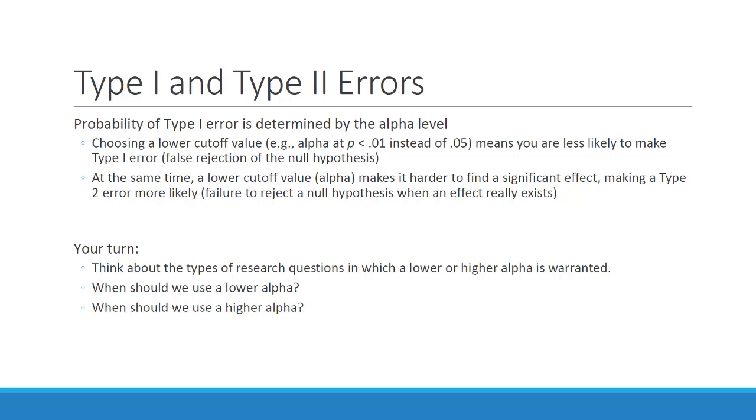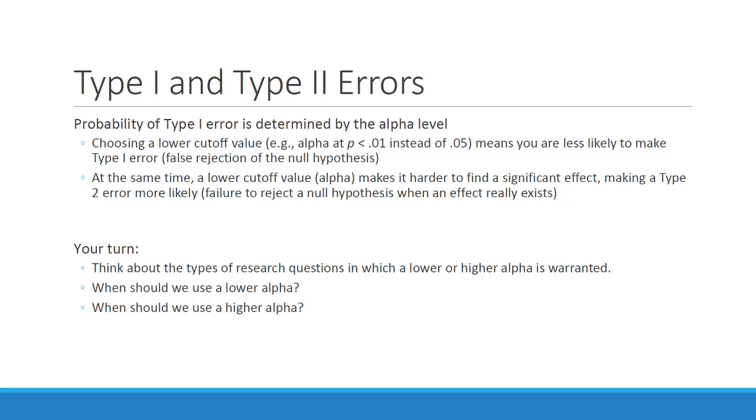The probability of your errors is determined by the alpha level that you set. So choosing a lower cutoff value, for instance, choosing an alpha of less than 0.01 instead of 0.05, so a 1% chance of random error rather than a 5% chance of random error. This means you are less likely to make a type 1 error, so you're less likely to falsely reject the null hypothesis. So there's less of a chance of you finding a significant effect, but there's less chance that you're stating that an effect exists when in fact it doesn't.